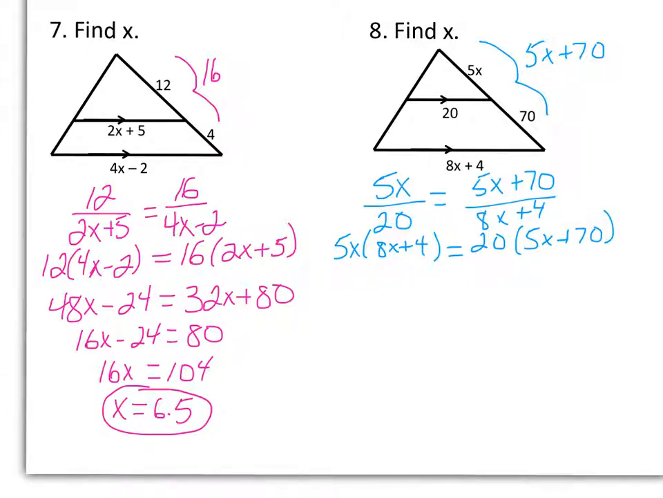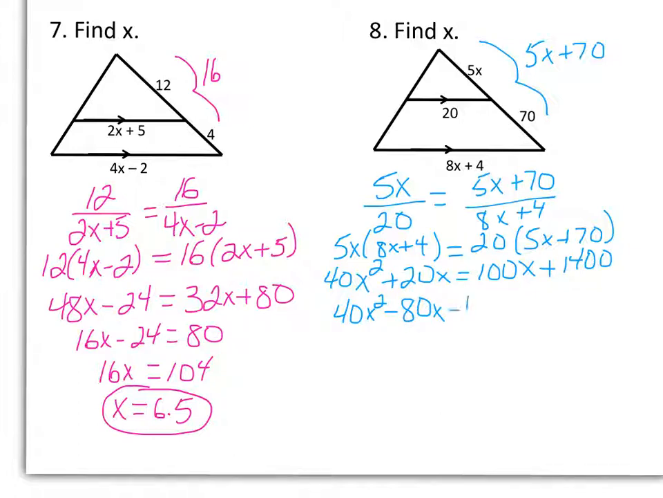When I distribute on the left, I will get 40x squared plus 20x equals 100x plus 1400. Now, I notice I have an exponent to the second power here, so I'm going to bring all my terms to the left and put my quadratic equation in standard form. So when I subtract 100x and 1400, I'll get 40x squared minus 80x minus 1400 equals 0.